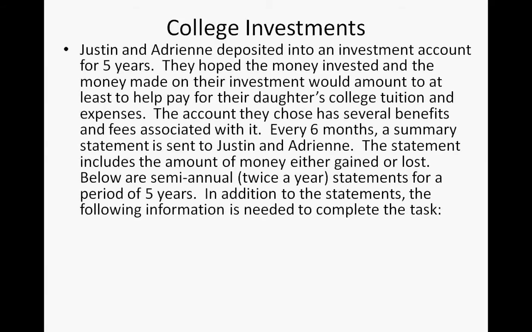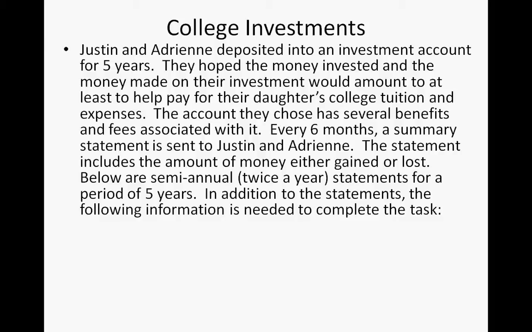Justin and Adrian deposited into an investment account for 5 years. They hoped the money invested and the money they made on their investment would amount to at least help pay for their daughter's college tuition and expenses. The account they chose has several benefits and fees associated with it. Every 6 months, a summary statement is sent to Justin and Adrian. The statement includes the amount of money either gained or lost. Below are semi-annual, twice-a-year statements for a period of 5 years.